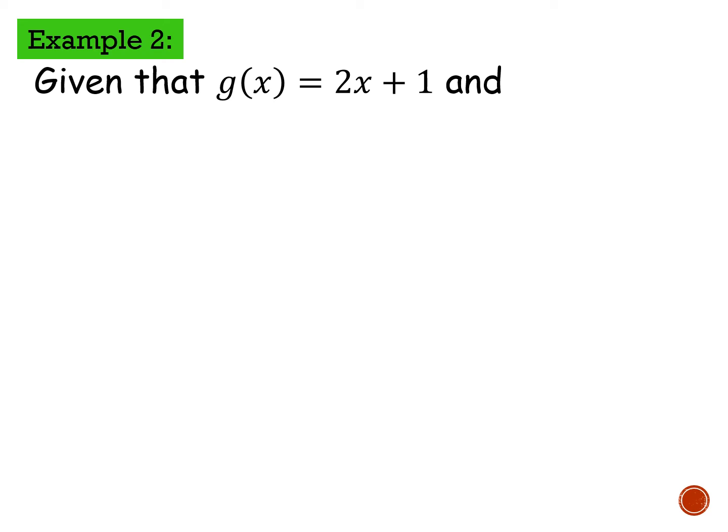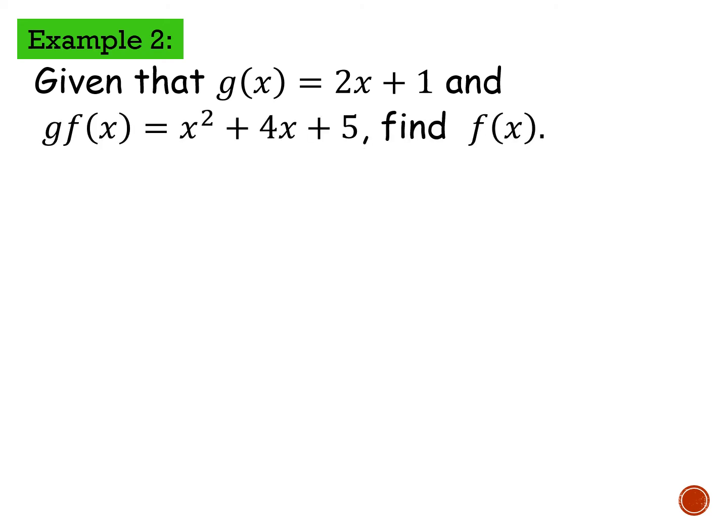Let's look at example 2. Given that g(x) equals 2x plus 1 and g(f(x)) equals x squared plus 4x plus 5, find f(x). The question gives the information, the front function and the composite function g(f(x)). We want to find the back function.